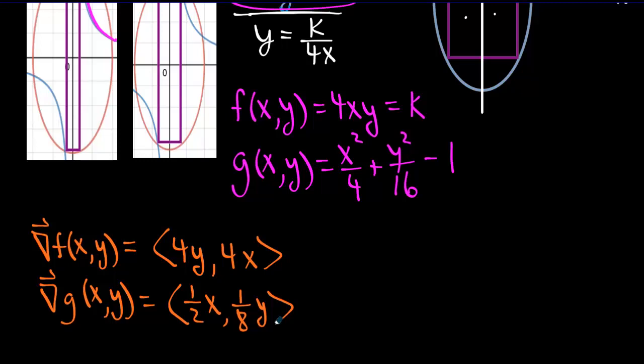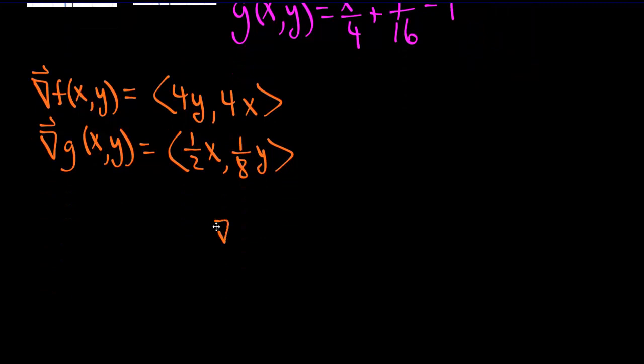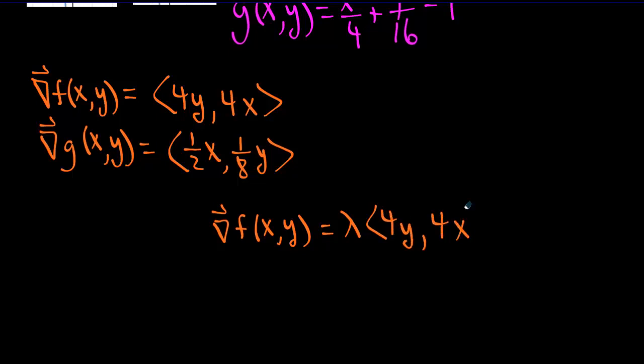Okay, now here's what I want. I want to find where these two gradients are parallel to each other. In other words, I want to find out where this happens. Remember, if you have two vectors that are parallel, then they're constant multiples of each other. So I'm going to find the place where the gradient of f, and I'm going to use lambda as my constant, is equal to 4y, 4x.